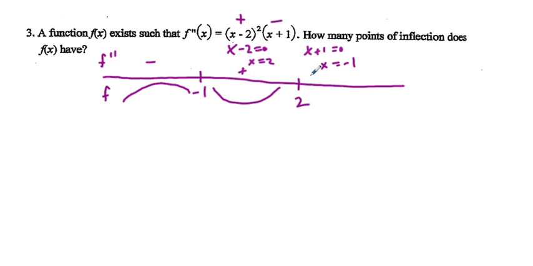Now we go to the right. Again, a number bigger than 2, maybe 3. Well, we plug in 3. This thing to the left is still positive, and 3 plus 1 is positive. So it's positive, positive. So we still have concave up for greater than 2. So we only have one point of inflection.